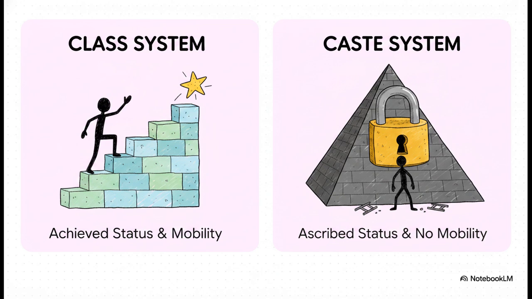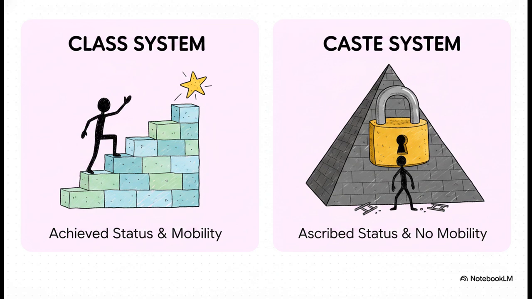It's based on achieved status, which means vertical mobility is structurally possible. You can actually move up or down based on the market or your own achievements. A caste system, on the other hand, is entirely different. It is hereditary. It's a system of ascribed status, based purely on birth. It is a completely closed system where vertical mobility is structurally impossible.